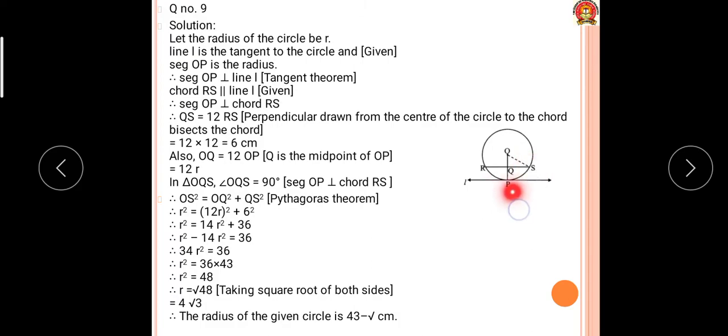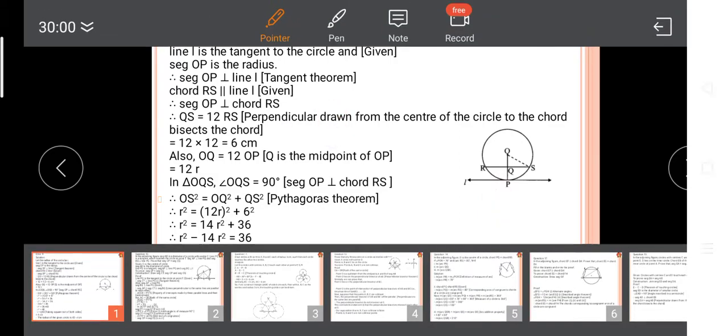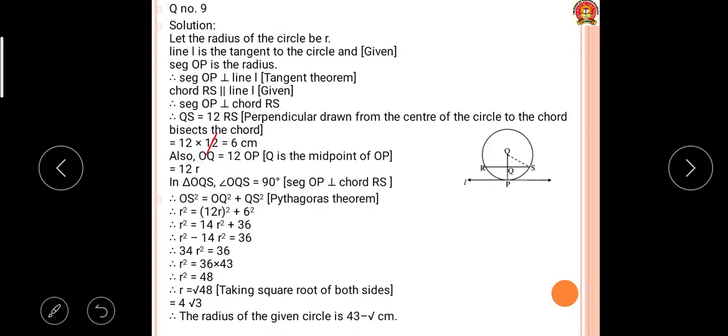QS is 12. So 12 into 1 by 2. This is 1 by 2, this is also 1 by 2. So 12 into 1 by 2, you will get 6. So your QS is equal to 6.